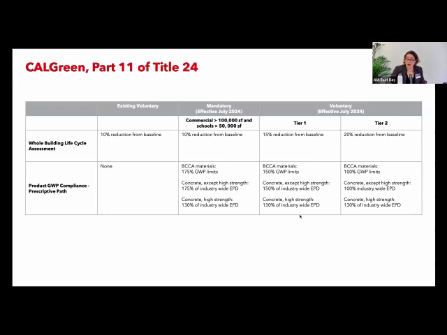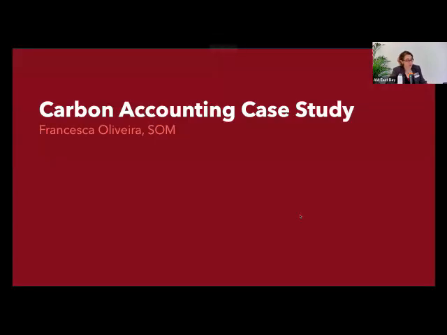Beyond that, there's voluntary options where you actually can go 10 and 20% further beyond the limits as opposed to just simply being prescriptive. So do take a look at this as you're starting projects that are in compliance with this. So let me walk you through a case study. So is this possible?